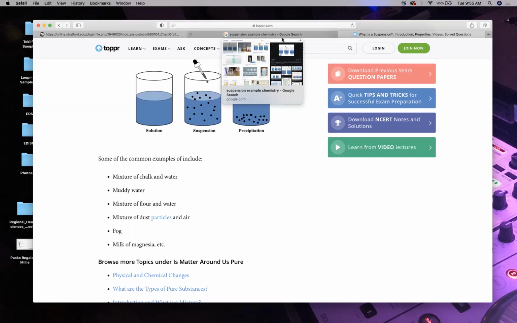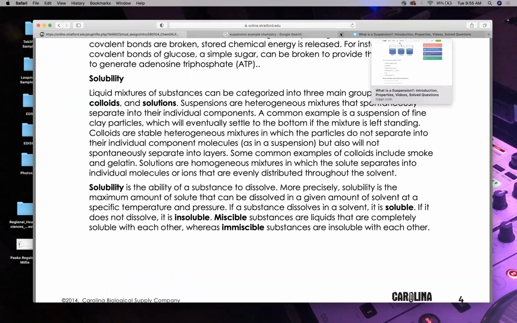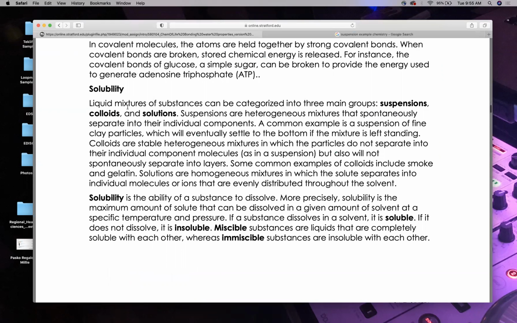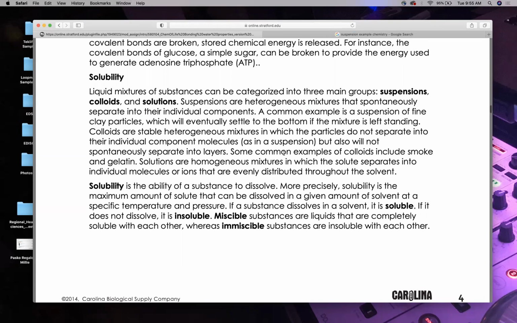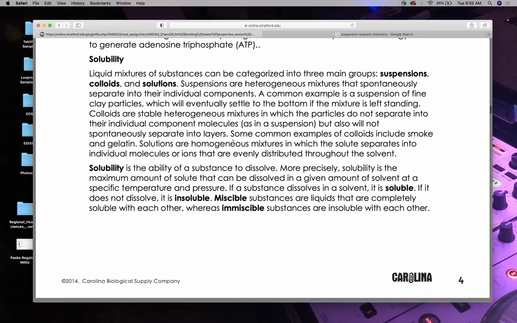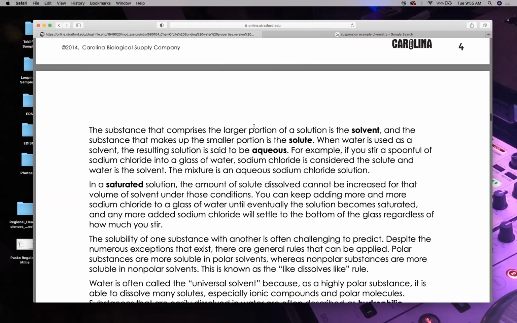Now, why are we mentioning that? We're mentioning this because there are different kinds of solubility. Solubility is the ability of the powder part of your Kool-Aid to dissolve. The powder part is called your solute, and the water part is called your solvent, right? The larger portion, which is the water part, is the solvent, and the powder part of your Kool-Aid is the solute.